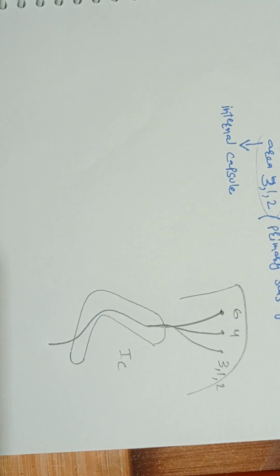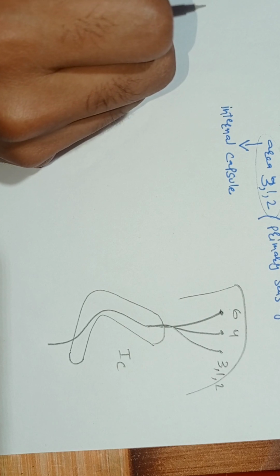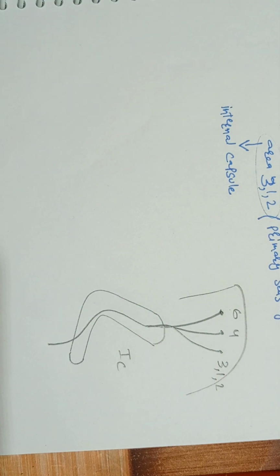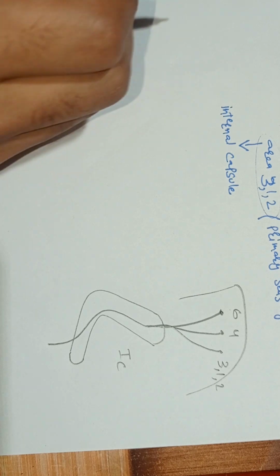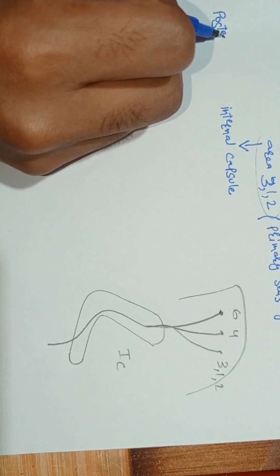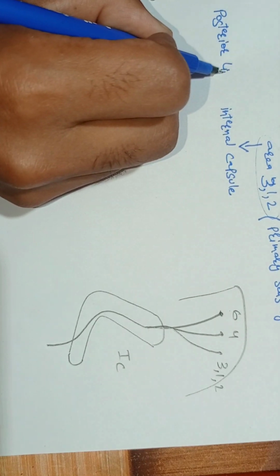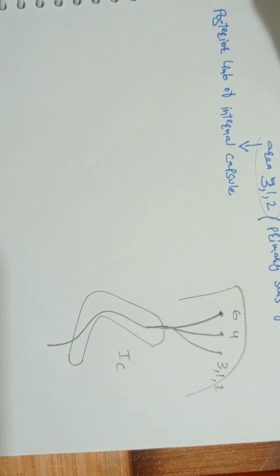This internal capsule has many parts. It has an anterior limb, a posterior limb, and a genu. But the corticospinal tract goes through the posterior limb of the internal capsule. So the corticospinal tract originates in the cerebral cortex from these areas, then goes to the internal capsule, then goes through the posterior limb of the internal capsule.